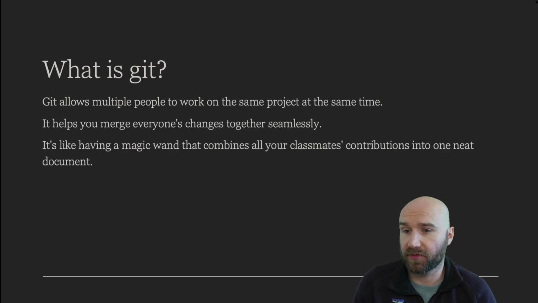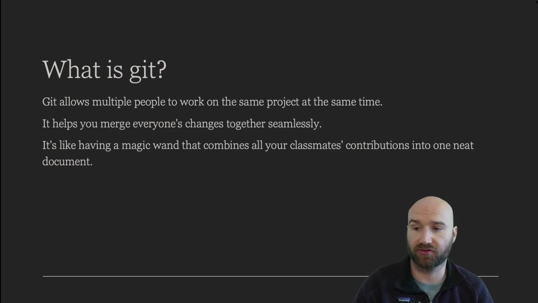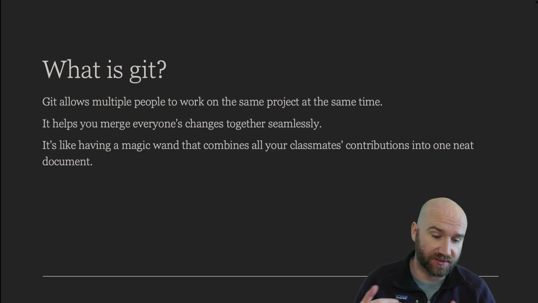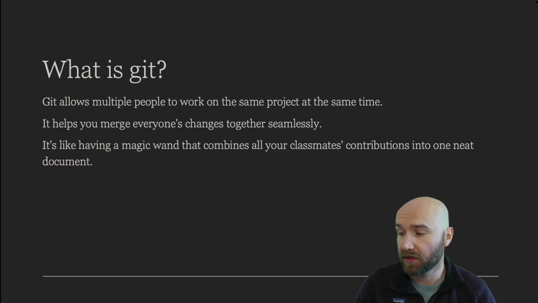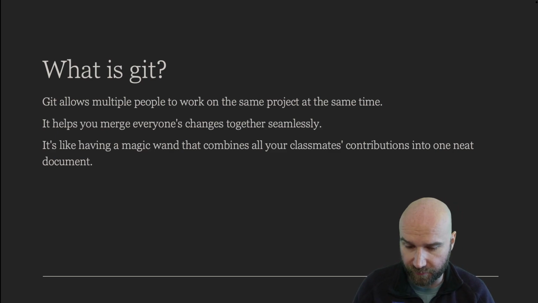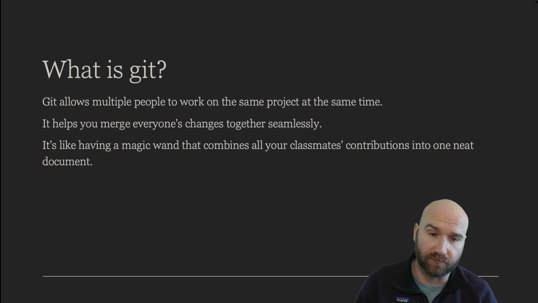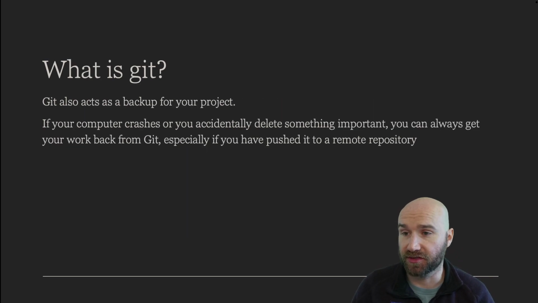It also allows multiple people to work on the same project at the same time, and helps merge everyone's changes together, we'll say seamlessly, but that takes a bit of practice. It's like having a magic wand that combines all your classmates' contributions into one neat document. When you look at a commit log in Git, you can see the state of the project over time. And there are all these different types of visualizations that can be created from Git history to show people's involvement throughout the life cycle of the project.